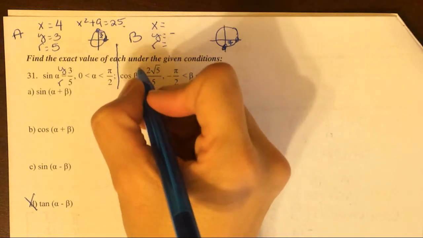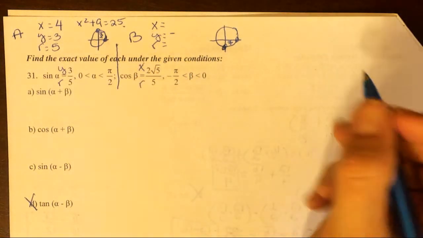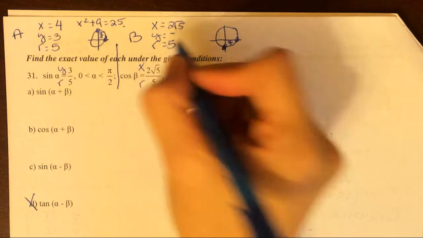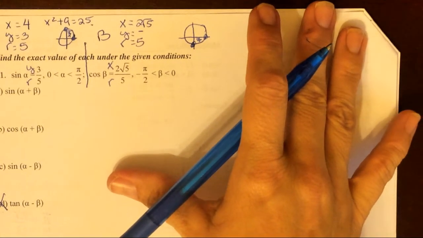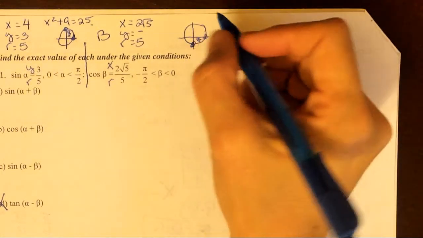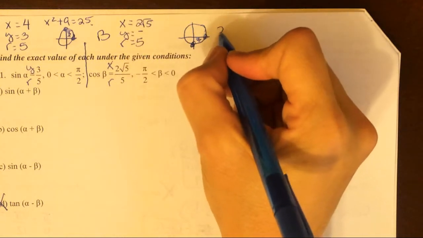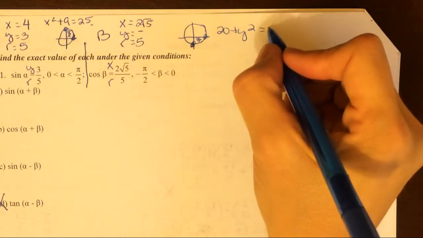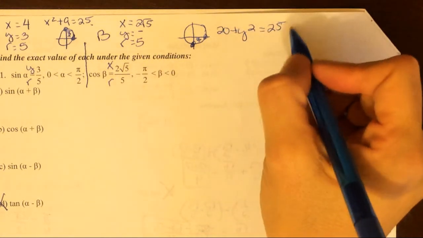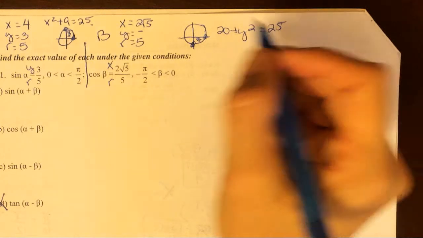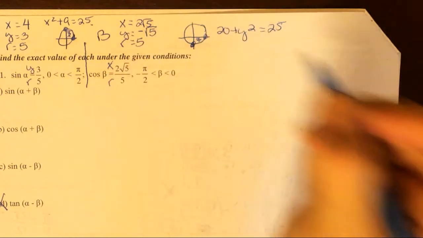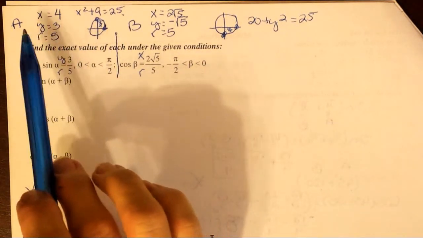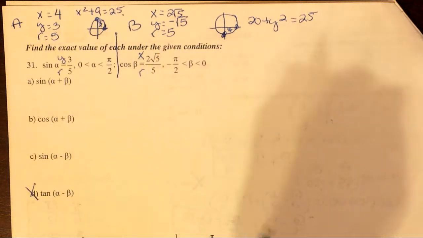They gave me cosine, so they gave me the x, and they gave me the r. So my x is 2 root 5, and my r is 5. I'm going to go plug into my x squared plus y squared equals r squared. So 2 root 5 squared is 20 plus y squared equals r squared, which is 25. I'm going to subtract, and I'm going to get 5. Y squared equals 5, so y equals the square root of 5. So now I have my x, my y, and my r for the a side and the b side, and I'm going to go plug into my formula.